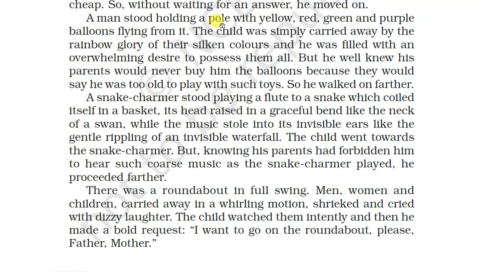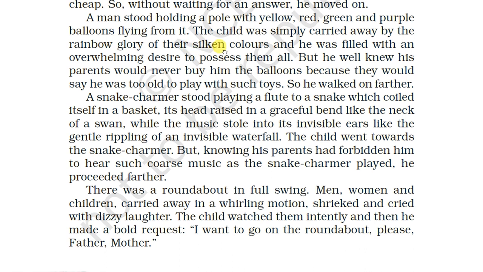A man stood holding a pole with yellow, red, green and purple balloons flying from it. Then a person he saw, the balloon seller, holding, means keeping in hand, different colored balloons. The child was simply carried away by the rainbow glory of their silken colors, and he was filled with an overwhelming desire. Rainbow means multicolors, made up of multicolors. Glory means the beauty. Silken means like silk. And overwhelming means too much. Overwhelming desire to possess them all.